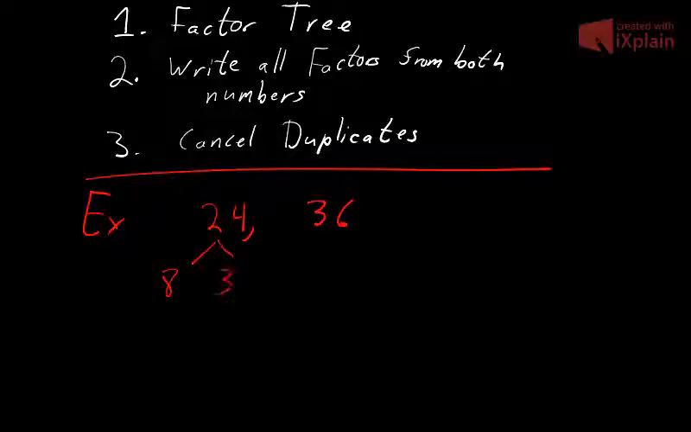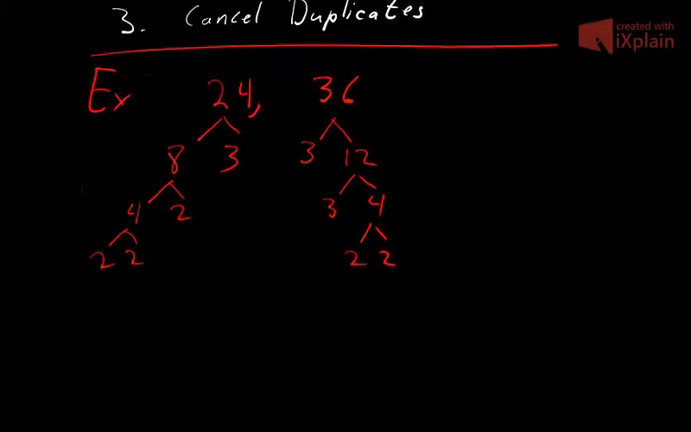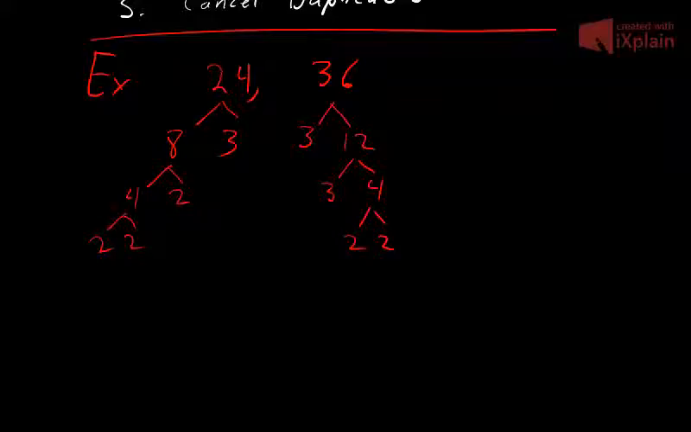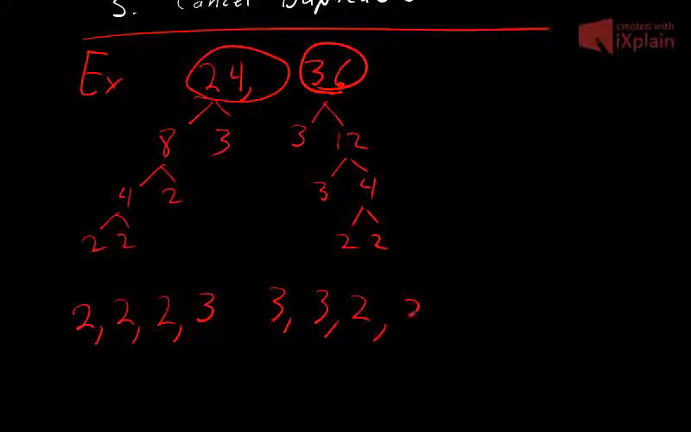24 becomes 8 and 3, 8 is 4 and 2, 4 is 2 and 2, that's prime. 36 goes to 3 and 12, 12 goes to 3 and 4, 4 goes to 2 and 2. So I have my factor trees. Now I'm supposed to write down all the factors from both numbers. From my 24 right here, I have a 2, a 2, a 2, and a 3. From my 36, I have a 3, a 3, a 2, and a 2. I'm just going to draw a line between these two sets.